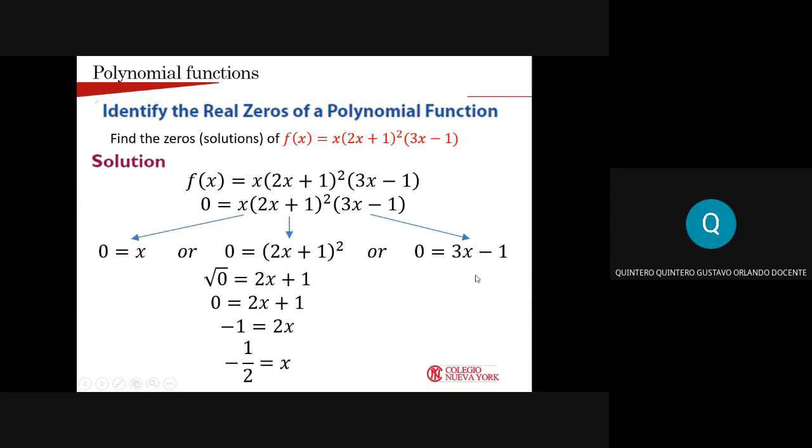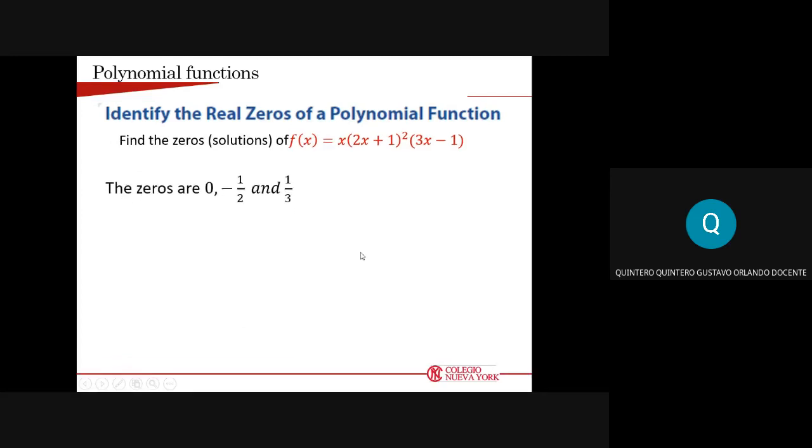For the third, again, isolate regularly. The negative 1 passes positive, and then the 3, which is multiplying, passes to divide. So we have our third root, our third solution. All right, these are the zeros. Find the zeros. These are the solutions. That's it. We're done.